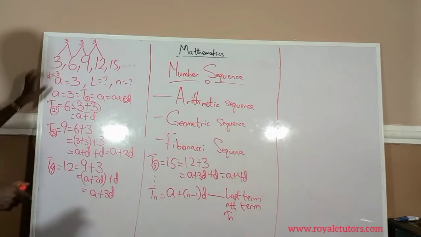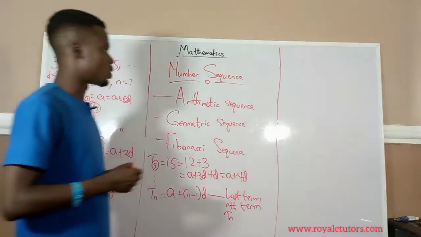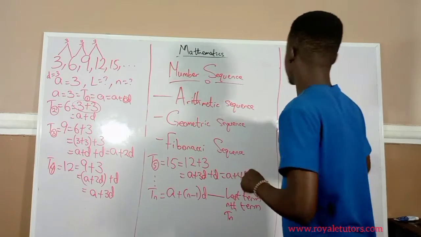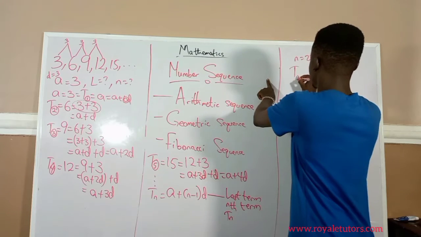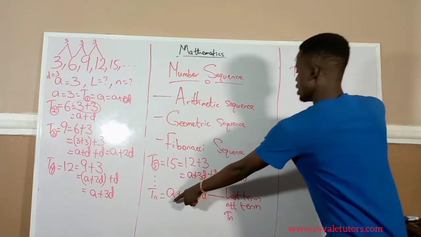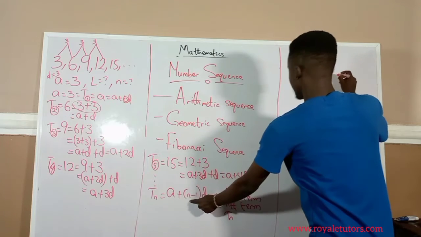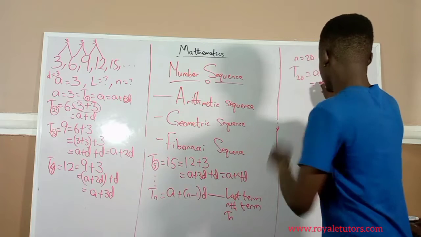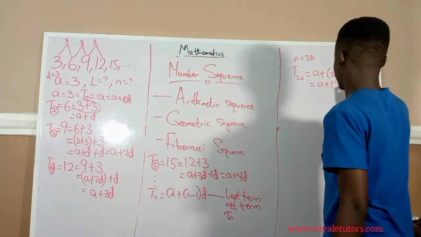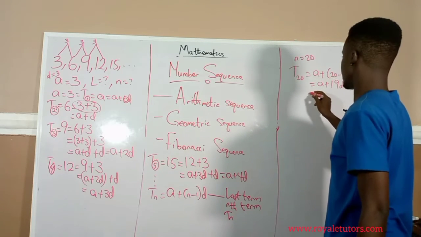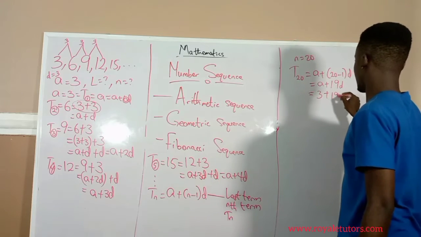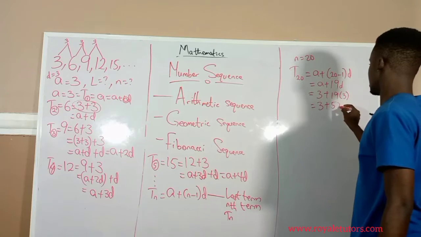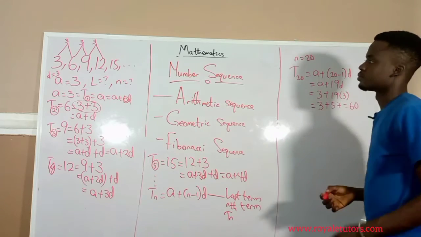So for any sequence now, let's say they ask us to find the 20th term. We find what the value of the 20th term is going to be. All you need to do is just to say T20 is equal to a plus 20 minus 1 d. This is going to be a plus 19d. We know that our first term is 3, while our common difference is 3. So you'll be having 3 plus 57, and this is going to give us 60.